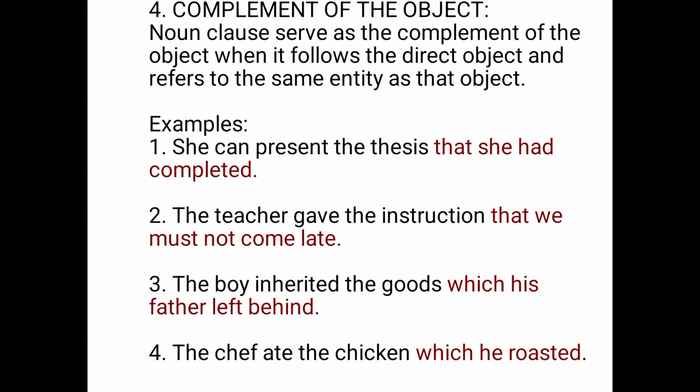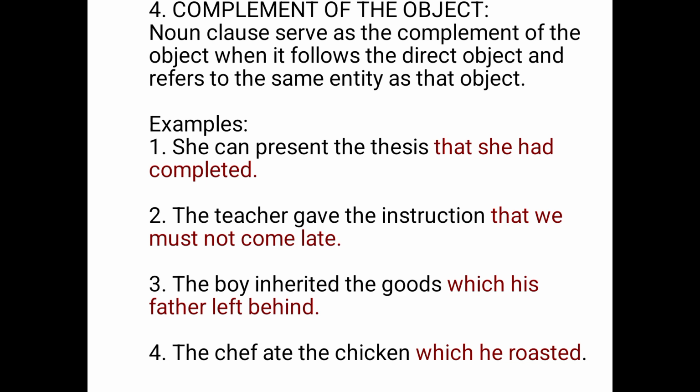Now we go to complement of the object, completing the object, complementing the object. All right. Now here I said the noun clause serves as a complement of the object when it follows the direct object and refers to the same entity as that object. It follows the direct object and still refers to it as the object. Now let's look at these examples.